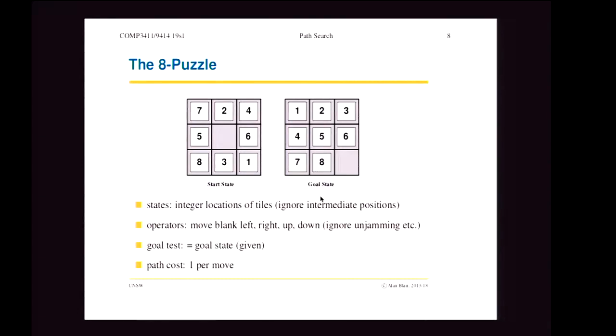So if we look at how to formulate this, well, integer locations of tiles. Again, we talked about discrete versus continuous domains. So we assume that this is a discrete domain. We don't consider the possibility of a tile being halfway between one position and another. Of course, in reality, it can get jammed, and then you've got to push it, but we don't worry about that.